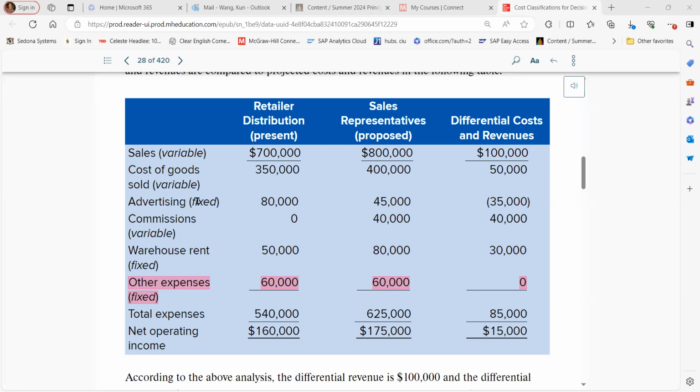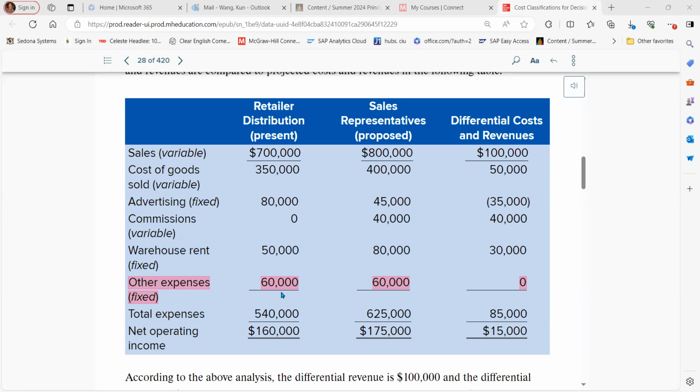Advertisement expense is also different. So you spend more on the retailing distribution. Commissions is another differential item: zero for retail, and then a lot of commissions paid to the sales rep if we use the second option. Then warehouse rental: we have less expense if we use the retailer distribution, but you have to have more warehousing facilities for the sales rep.